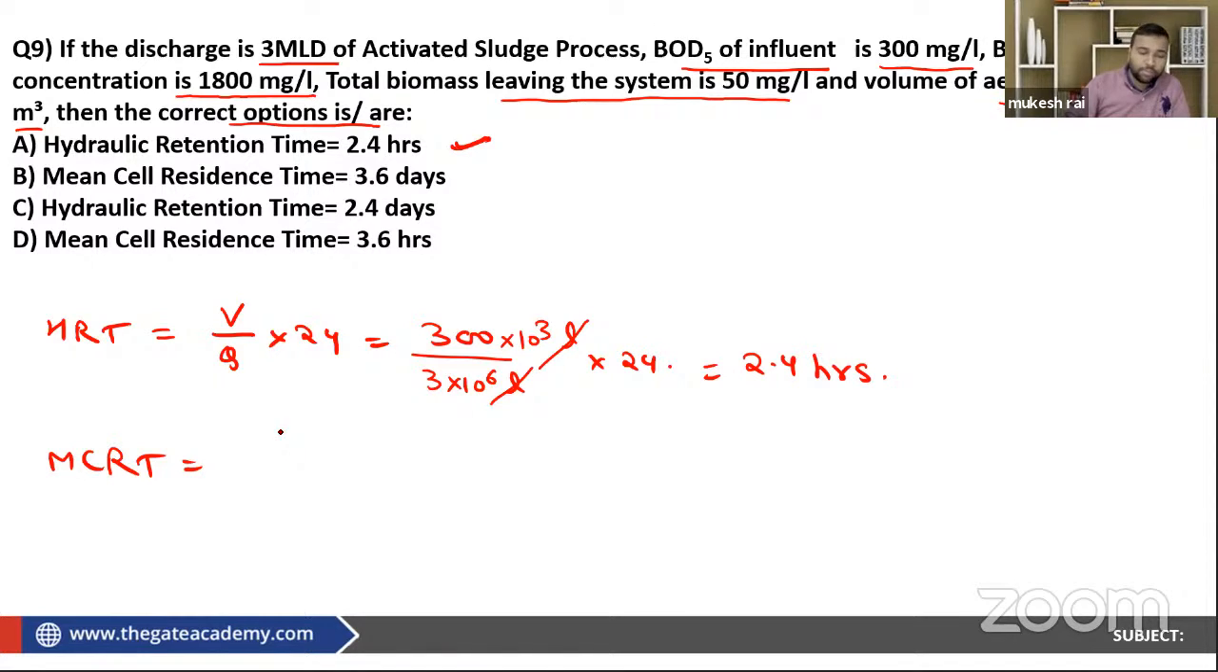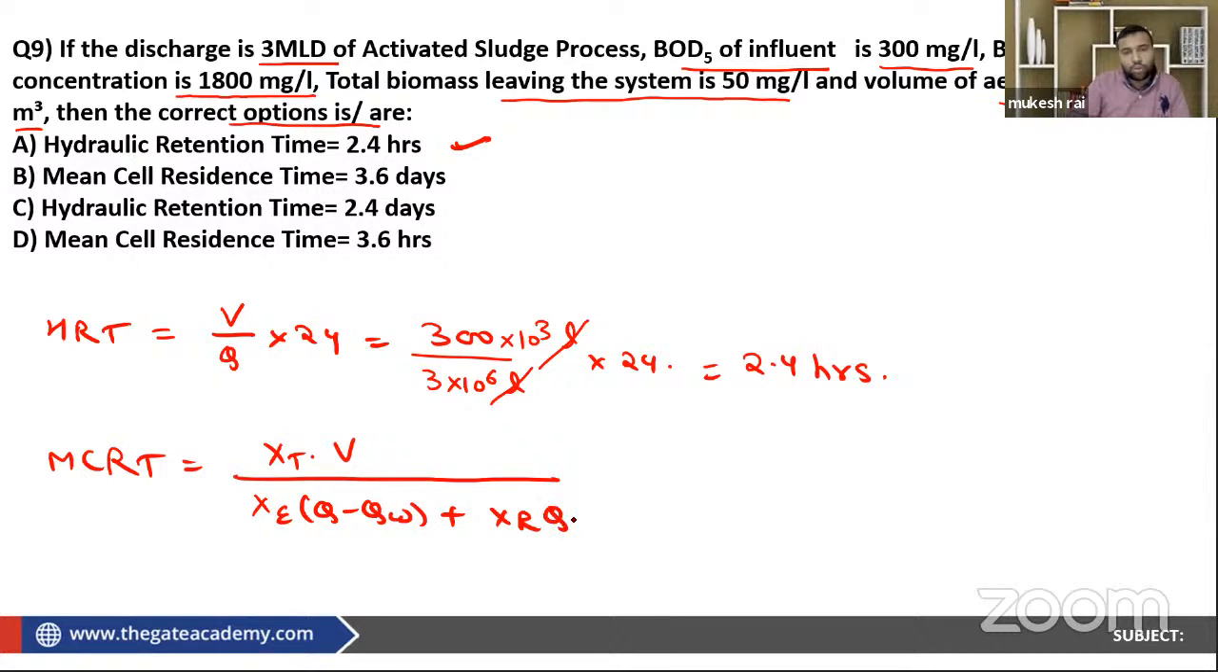Similarly, we have to find the mean cell residence time. It will be equals to xt into V upon xc into q minus qw plus xr into qw. Now, quantity of wastage sludge is not given in the question. That's why it is kept as 0. Yes, Krishna, correct. Kasturi Das, correct.